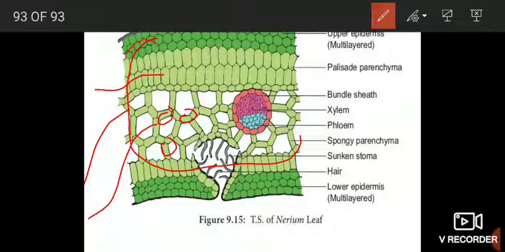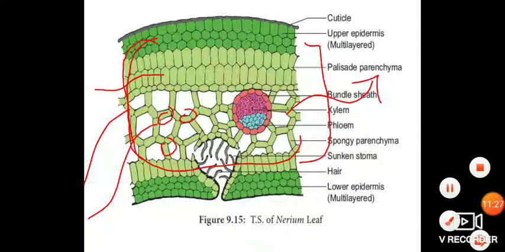Both the spongy parenchyma and the palisade parenchyma, the cells of these regions are parenchymatous and they possess chloroplasts, and because of the presence of chloroplasts, they perform photosynthesis. This is all about the ground tissue system.